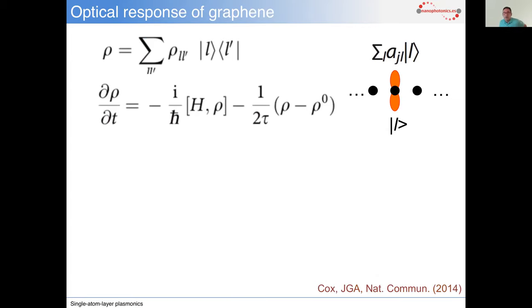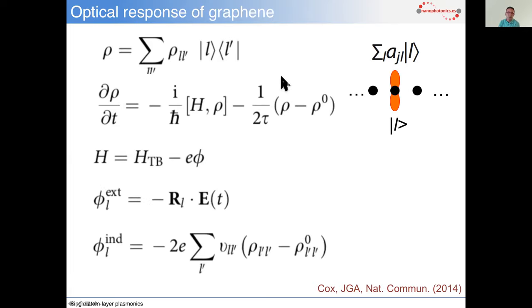If you want to account for nonlinear effects, you have to do a little bit better than linear response theory. What we do is we take the one-particle density matrix of the system, now expressed in this site basis set. This is the equation of motion for the density matrix, in which you can introduce a damping, a finite lifetime for the excitation. And so you have a Hamiltonian that consists of the tight-binding part of the Hamiltonian.